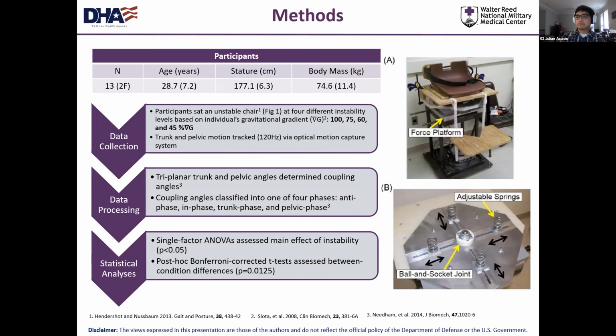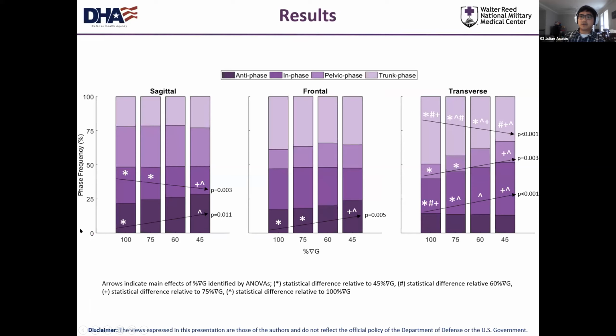So here's just a quick summary of our results. On the y-axis here, you have phase frequency in terms of percent of the trial, and the various instability levels down the bottom. These black arrows are indicating the main effects we found, and the direction is the corresponding trend. So in the sagittal plane, we saw increases in anti-phase movement and a decrease in in-phase movement. Similarly, in the frontal plane, we saw an increase in anti-phase movement, and while it wasn't statistically significant, we did tend to see decreases in in-phase movement as well. And here in the transverse plane, we had increases in both in-phase and pelvic phase movement, while trunk phase movement decreased as instability increased.